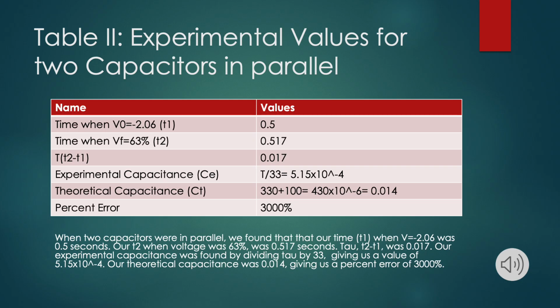Our experimental capacitance was found by dividing tau by 33, giving us a value of 5.15 times 10 to the negative 4. Our theoretical capacitance was 0.014, giving us a percent error of 3000%.